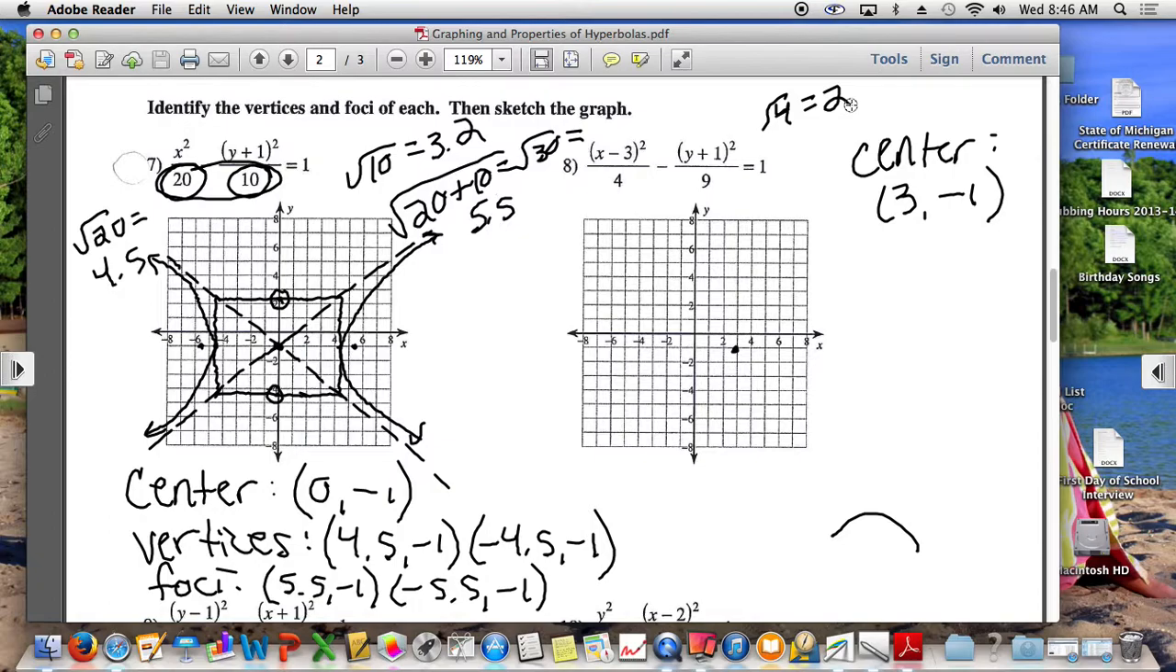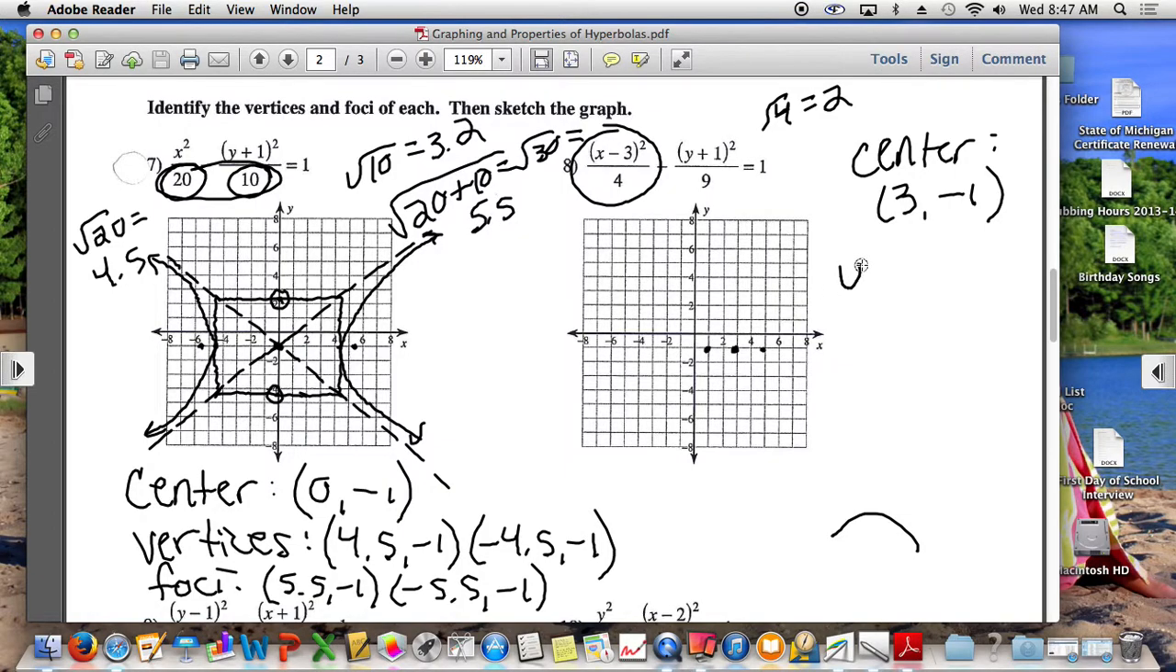So that means from the center of this thing, we are going to go to the, oh, by the way, does this thing open up, down, left, right? It opens left, right. Why does it open left, right? The x is on the front. Yeah, because the x squared comes first. This thing right here comes first. It's going to open left, right. So that means that our vertices are going to be 2 units to the right of the center and 2 units to the left of the center.